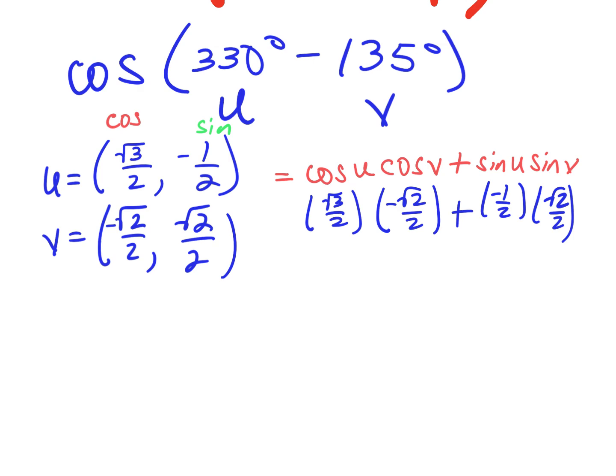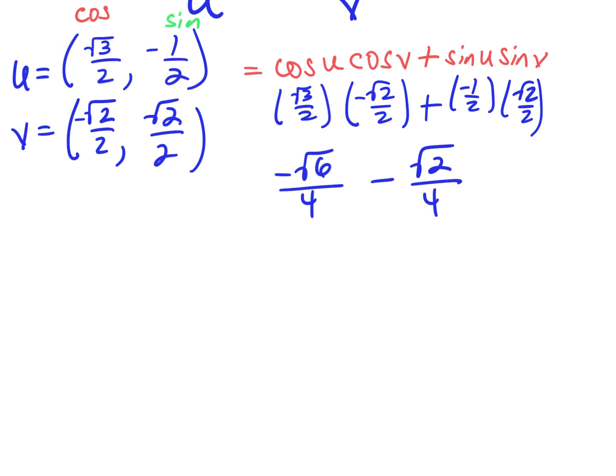All right, so square root of 3 times negative square root of 2 gives me negative square root of 6. And 2 times 2 is 4, correct? And then I have plus negative 1 times root 2, which is the same as minus, right? Square root of 2 over 2 times 2 is 4. So if I rewrite that with one denominator, what does it become? Negative square root of 6 minus the square root of 2 over what?